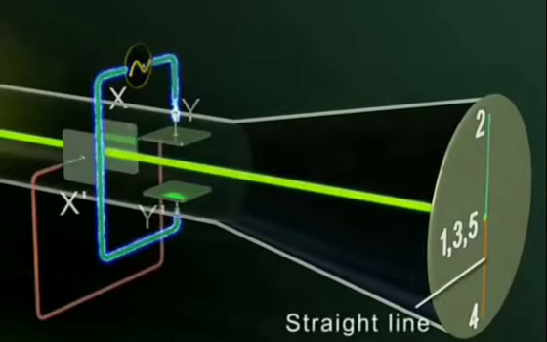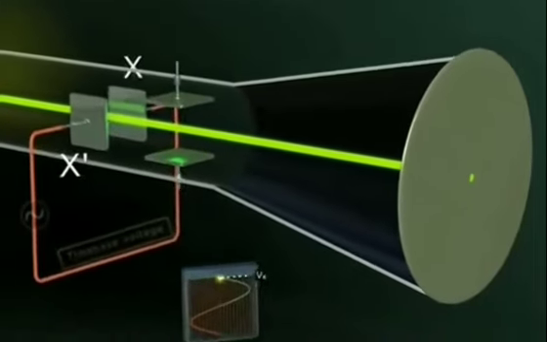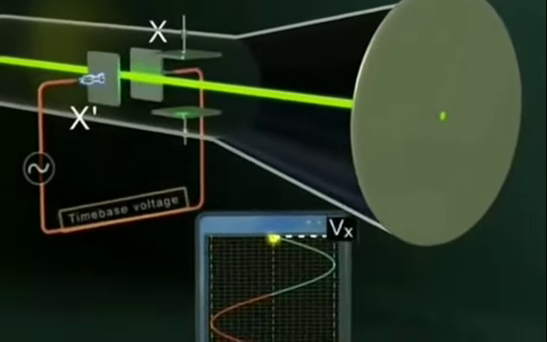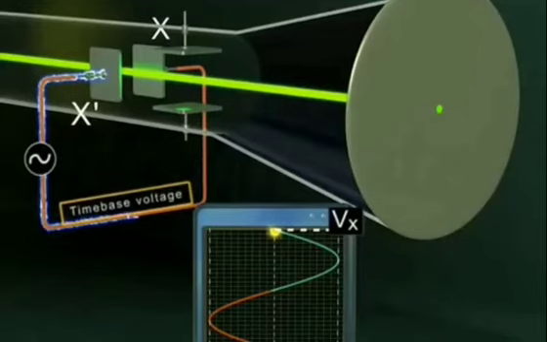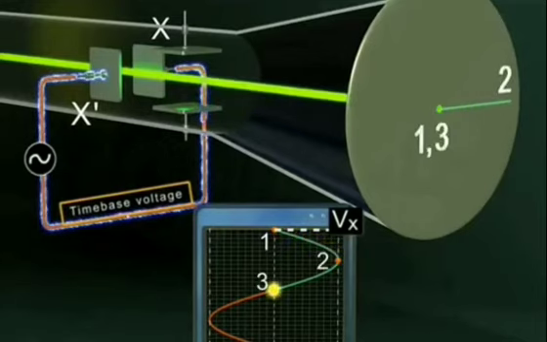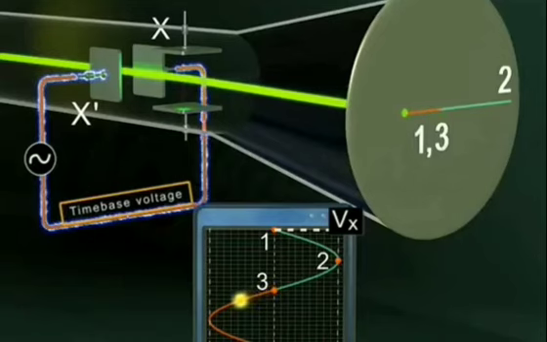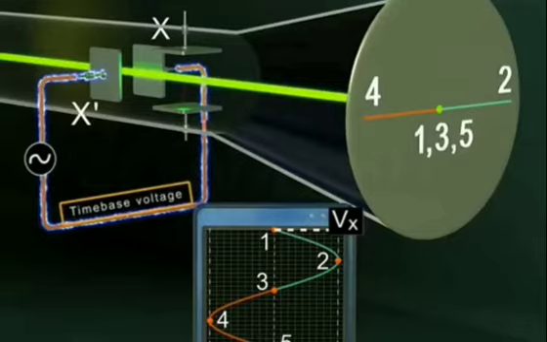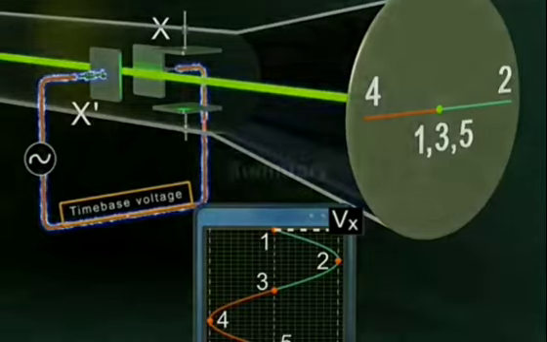Similarly, when a potential difference or AC signal, a time-based voltage, is applied to the XX' plates, it makes the spot move in the horizontal direction. Applying a sinusoidal signal, the spot reaches the end of the screen and again flies back to the starting point, tracing out a straight line on the screen.